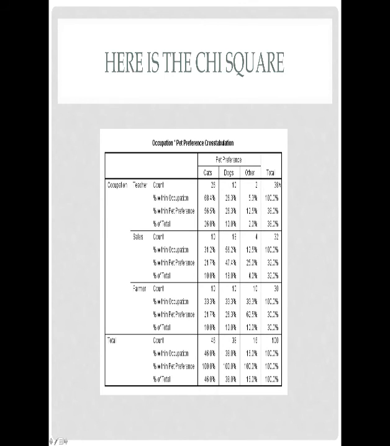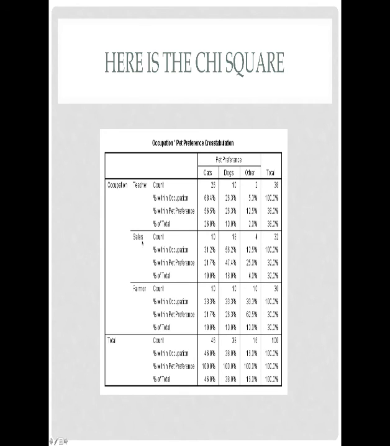Now, this total here reflects the total number of teachers. Right here, this is 38 teachers. The 68.4% is the percentage, as it says here, within the occupation. So within all the people who are teachers, 68.4% like cats. Within the pet preference, that means within the total number of people who like cats, 56.5% are teachers. You do not worry about the total here.